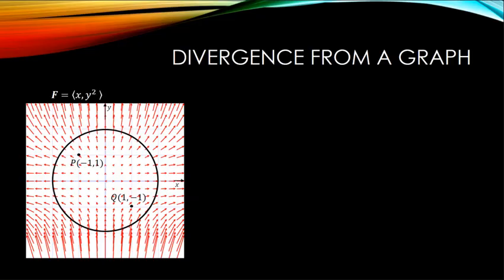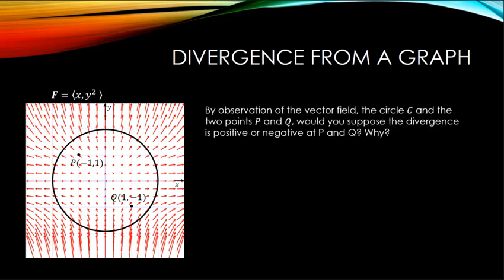I have a graph here that plots the vector field given by the vector components x and y squared, and I've placed a circle for my region with a radius of 2 centered on the origin. I also have 2 points marked inside my region. I have a point P located at the coordinates -1, 1, and a point Q located at coordinates 1, -1. So now, by observation of my vector field, the circle C and the 2 points P and Q, would you suppose the divergence is positive or negative at P and Q, and if so, why?